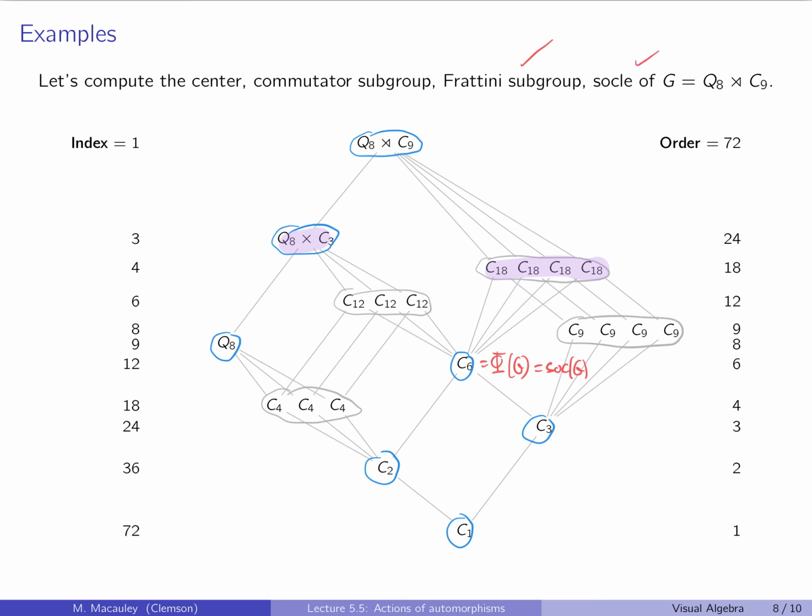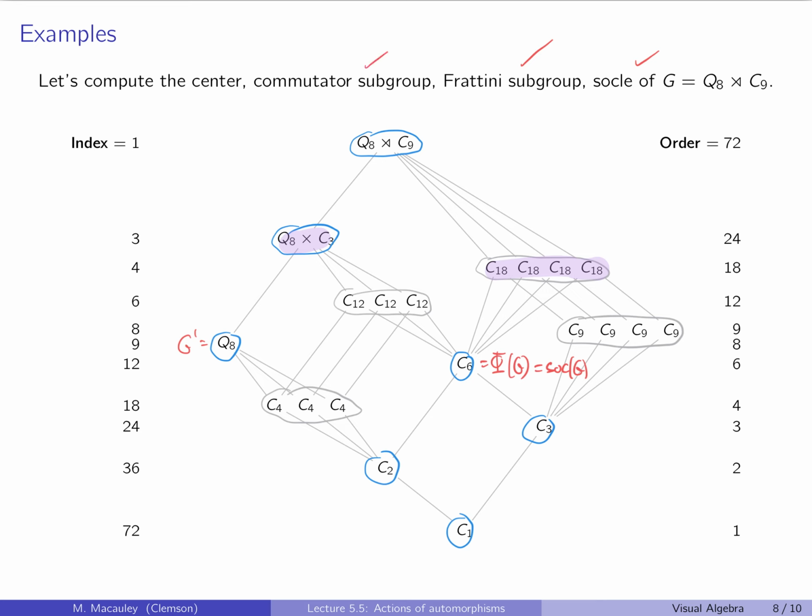The commutator subgroup. So commutator subgroup is going to be one of these normal subgroups. Which one is it? So this mod this is C3. This mod this is order 9. This is C9. This mod this, well, that's A4, and this is even bigger. So this is going to be the commutator subgroup, G prime.